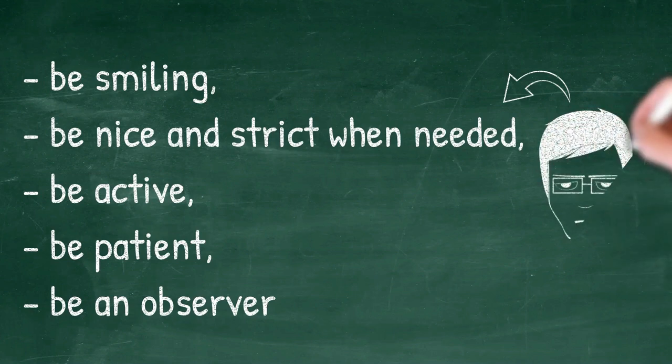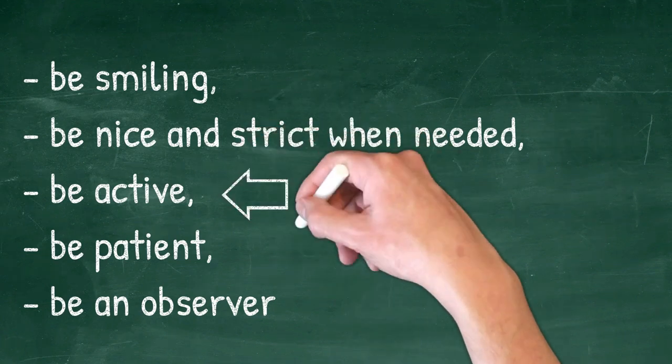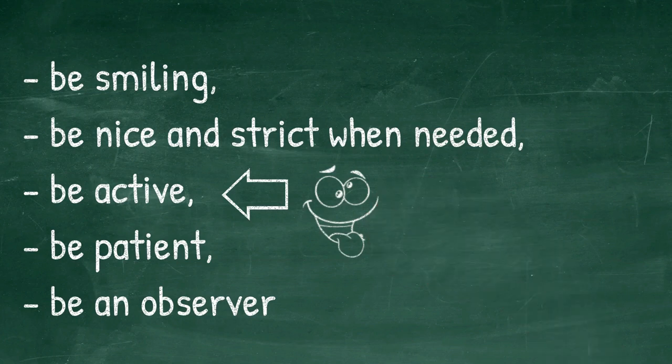So you gotta be nice and strict when needed. Of course, when you are smiling and nice with kids, they're gonna start to get crazy. So you gotta control, and sometimes you have to be a little bit strict. Be active. Of course, you need to be active in your class. Like this, you will keep the kids' attention on you.